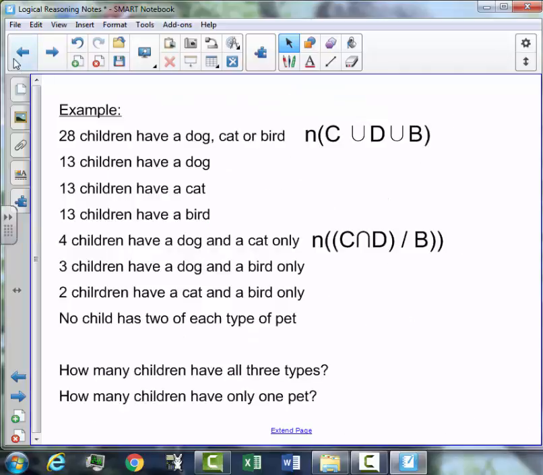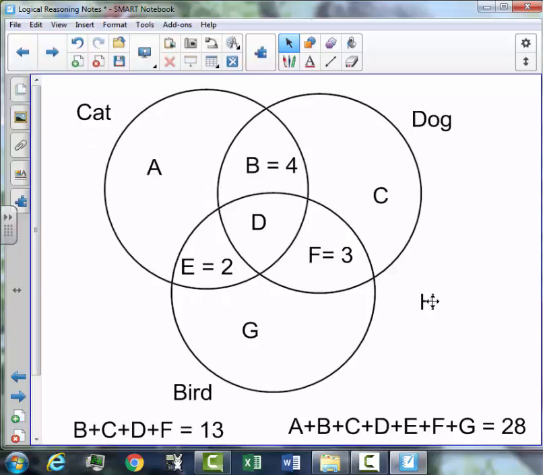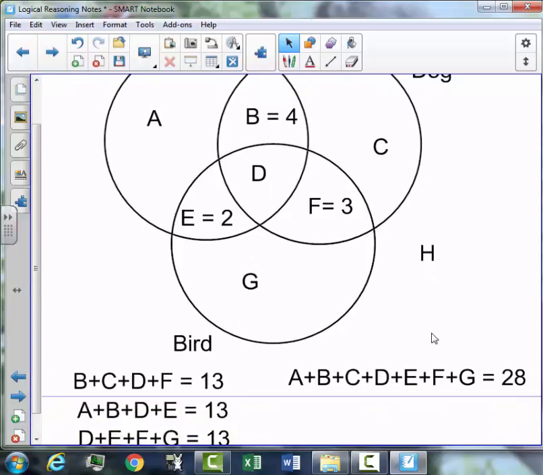And then lastly, it says that no child has 2 of each type of pet. So basically I think that was trying to intend that of all the people here, there's not supposed to be anything on the outside. So I'm gonna skip that one for right now. But I think when I wrote that question, I was meaning for this H on the outside to be a 0, because I think we have enough to solve now.